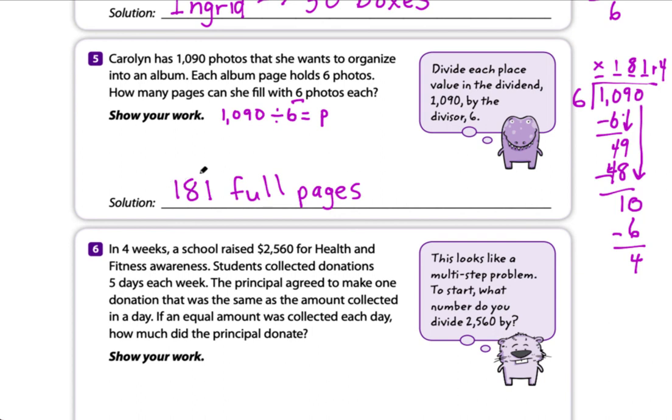I can only fill 181 full pages, not 182. If the question was different and it said, how many pages would it take to put all the photos in the album, then the answer would be 182, because you'd have to put these extra 4 photos onto a new page. But since it only wants full pages, you just have to ignore the remainder. We can't use it in this problem. It all depends on what the problem says.